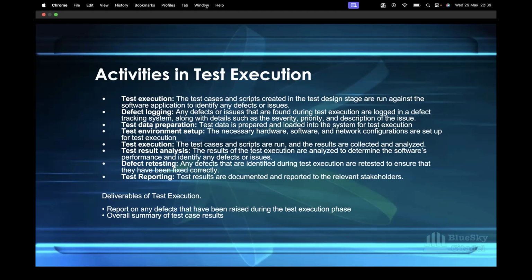Then you have your test reports, which document and report all the reports that are required for your bugs and things like that for the relevant stakeholders. So the deliverables of test execution are a report on any defects that have been raised during the test execution phase and an overall summary of test cases and results. Next slide, please.